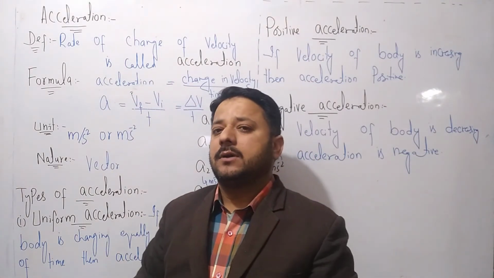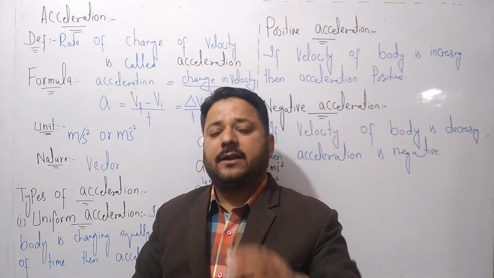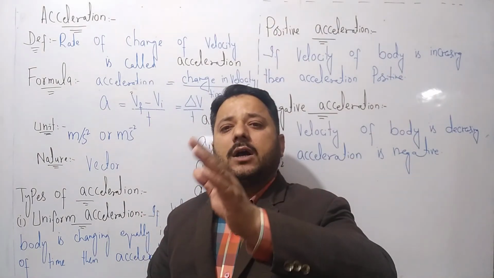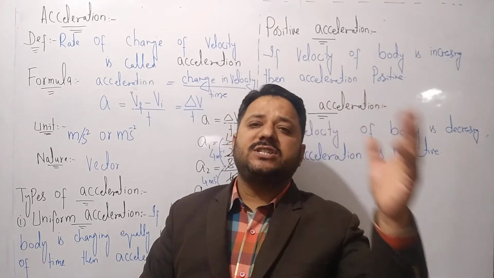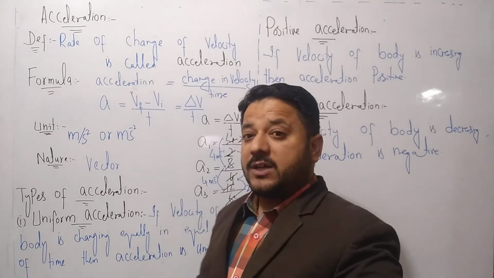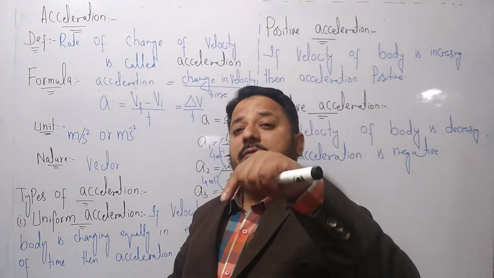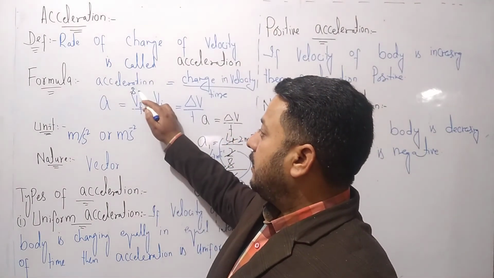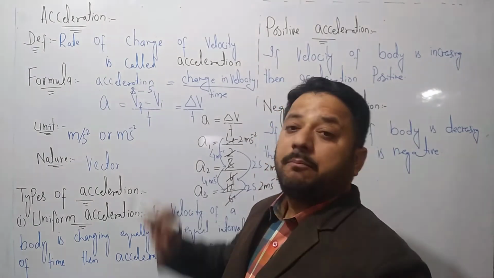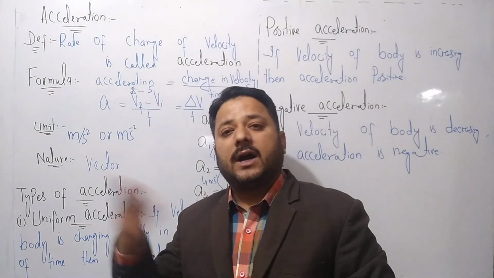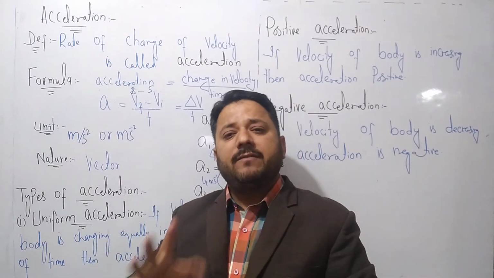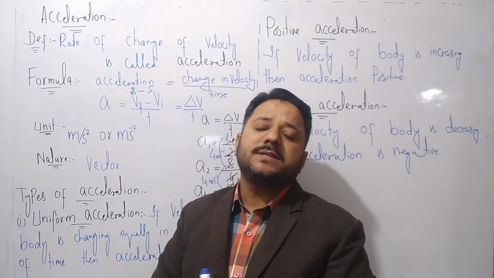For example, I'm saying that before 1 second velocity was 5 meter per second. Now velocity is 8. It means now final velocity is more than initial velocity. So when we subtract 5 from 8, we will get a positive answer. So acceleration will be positive. Whenever velocity is increasing, then acceleration is positive.